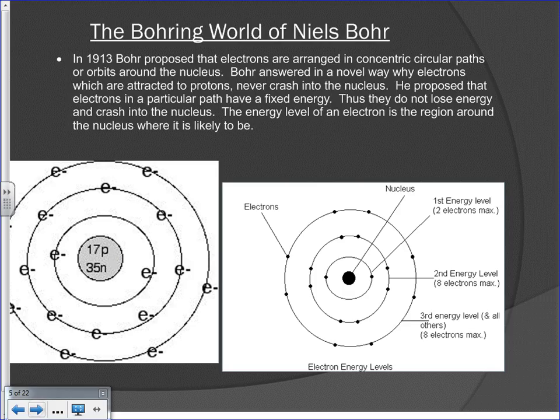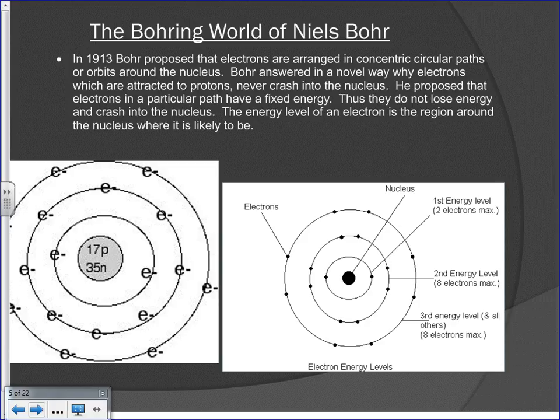Moving on. In 1913, Bohr talked about electrons and how they were arranged in concentric circles, or orbits, like the planets around the sun. He said yes, electrons are attracted to protons, but they never crash into the nucleus. Why would you think they would? The Earth hasn't crashed into the sun. Why would electrons crash into the protons? It doesn't really make any sense. If they move fast enough, they stay where they're supposed to stay, and they don't crash.